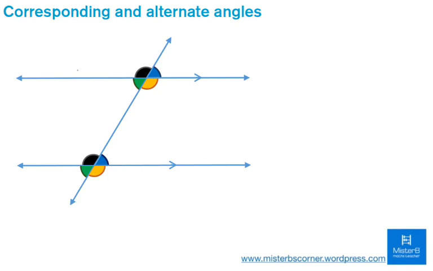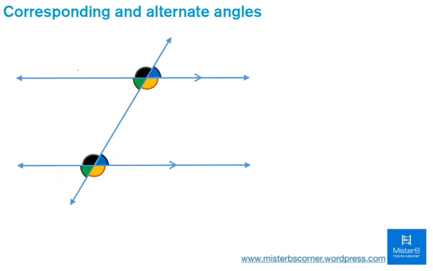The color-coded angles have the same measure, so if this angle has the measure A, this also has the measure A. If this angle has the measure B, this also is B, and so on. I generally try to visualize this as eyes looking in one direction. So you can just find the corresponding angles like eyes looking in the same direction.